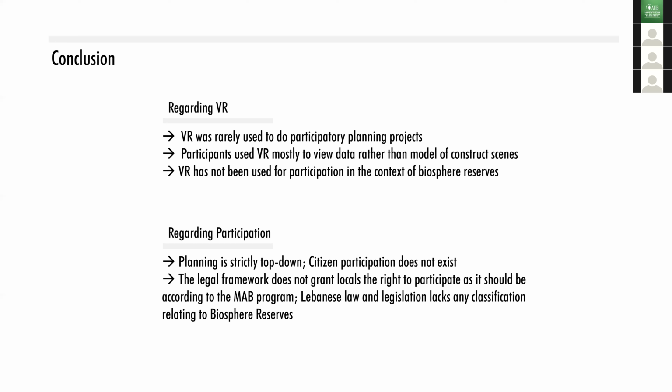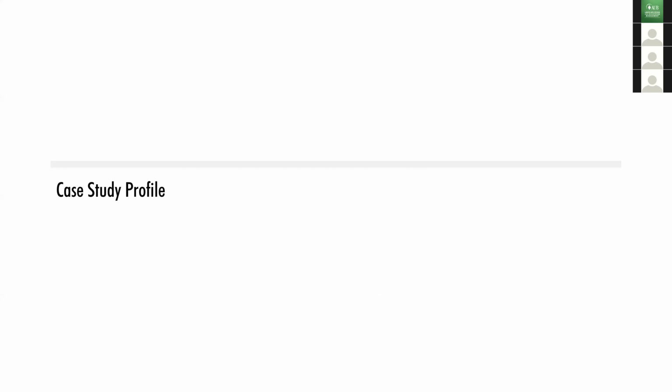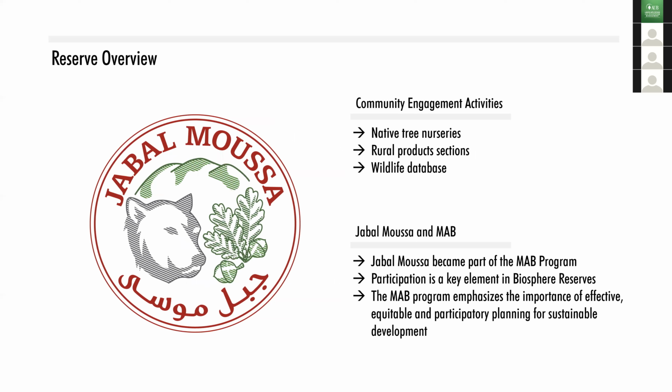And regarding participation, and this is strict to the context of Lebanon, our planning is strictly top down, and citizens' participation does not exist. And even in the legal framework, there is no classification related to biosphere reserves. They're designated as protected areas, but they don't have their own unique classification, which can cause a little bit of problems in relation to the Man and Biosphere program.